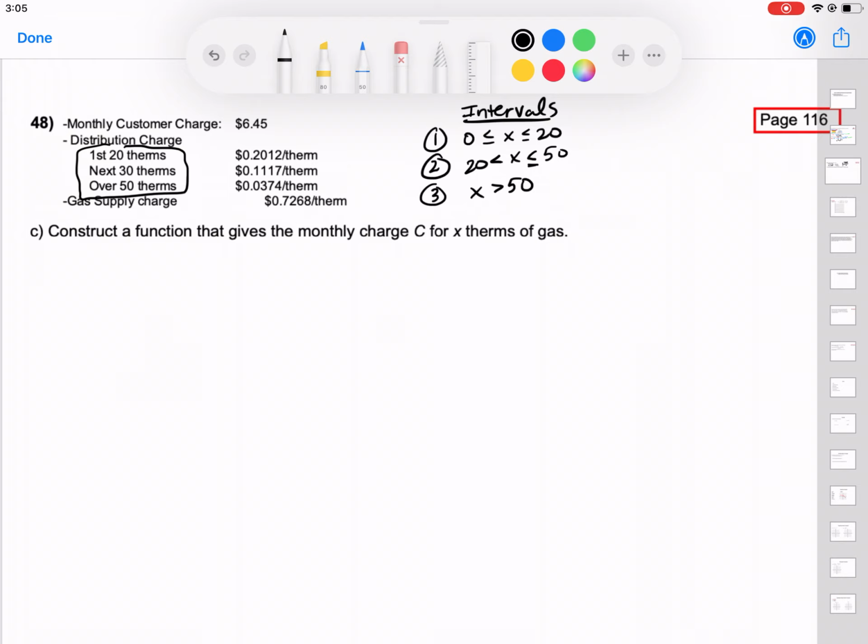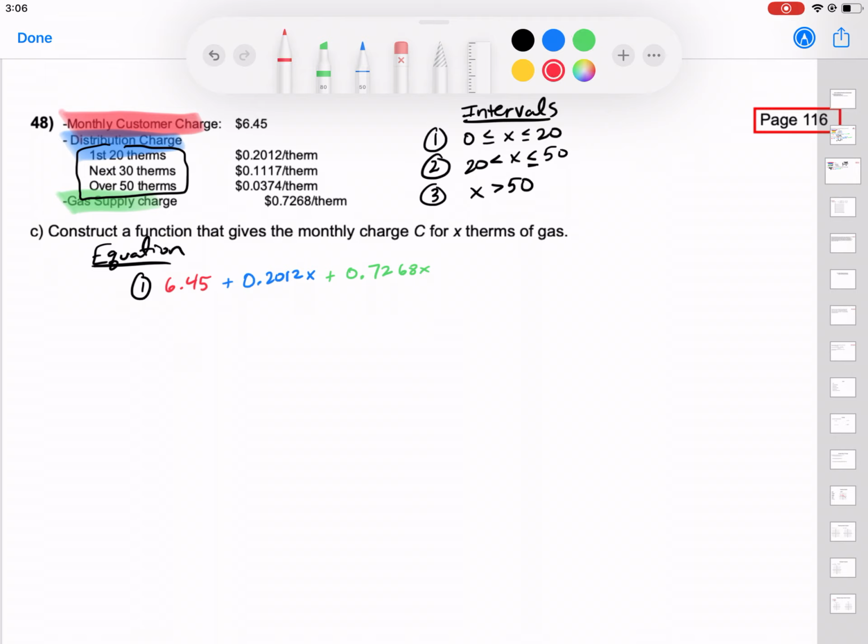Okay, and I'm just going to go ahead and write them down here, and then we'll put it all together. So equation number 1 is for the first 20 therms. I'm going to go ahead and use the same colors I used before. So, regardless of how many therms you use, 6.45 is going to stay the same. Then your distribution charge is going to be that, because you're only using 20 therms. And then your gas supply charge, you just do 0.7268 times x, because it's per therm. And that's your first equation.